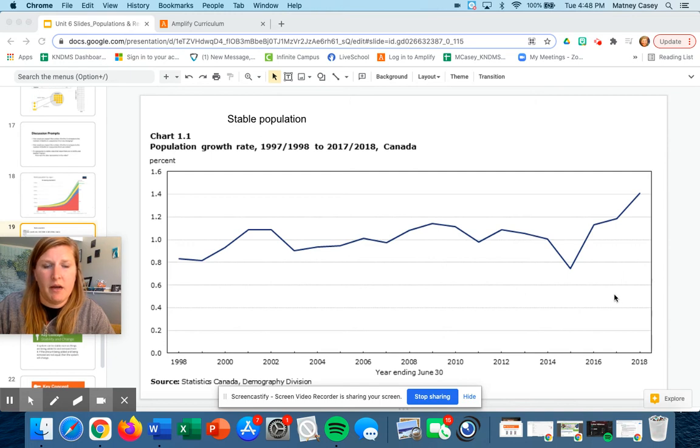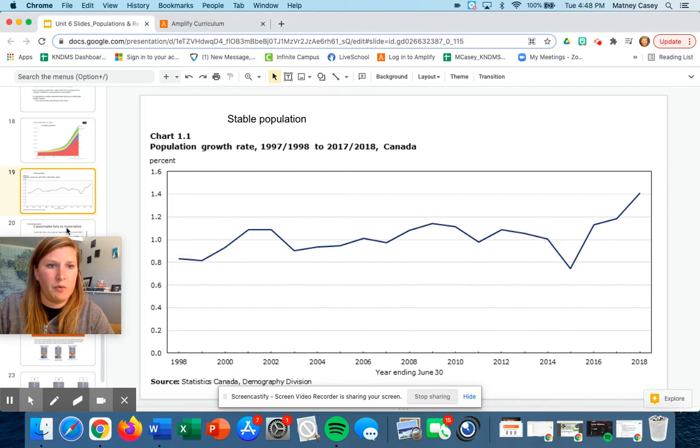Here you'll see a stable population. So that's where the overall trend is that there are births and deaths, so it's not a straight line over time. However, the overall trend is that it's staying around the same population. And I know I said the world population is increasing over time, but you'll notice that this is the population growth rate for just Canada. So just in one country, that's not always the same thing.